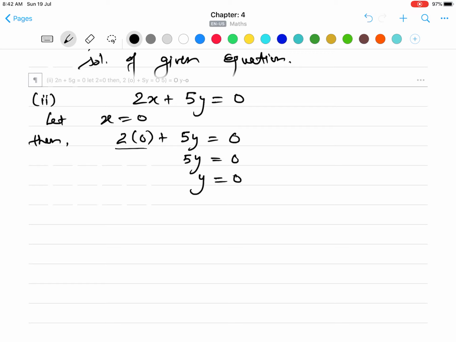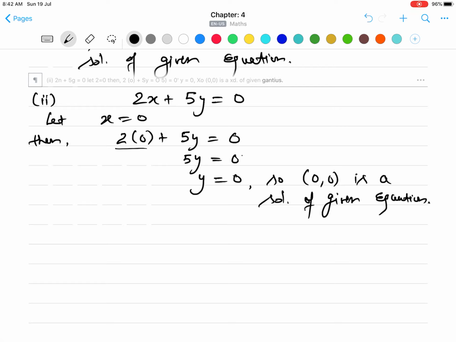Okay, that's the only way we can get the 0 here. So x is 0 and y is also 0, so we'll write, (0, 0) is a solution of the given equation.